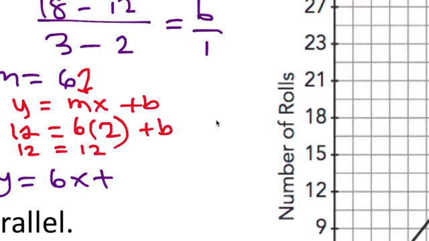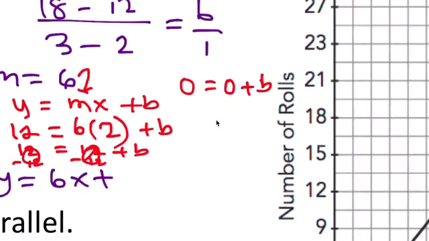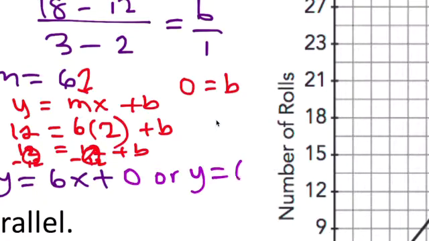12 equals 12 plus b, you minus 12, and you get 0 here. 0 and 0. 0 is equal to 0 plus b. So b is 0, because 0 plus b is just b. b is equal to 0. So that's how we get 0 there. Or another way to write this is y equals 6x, right?